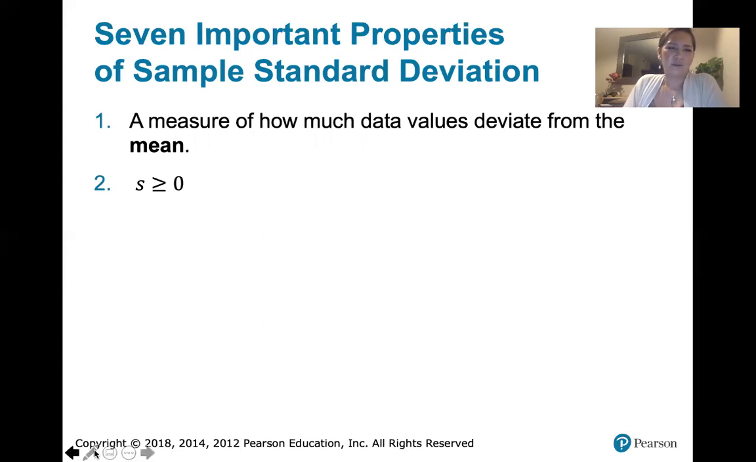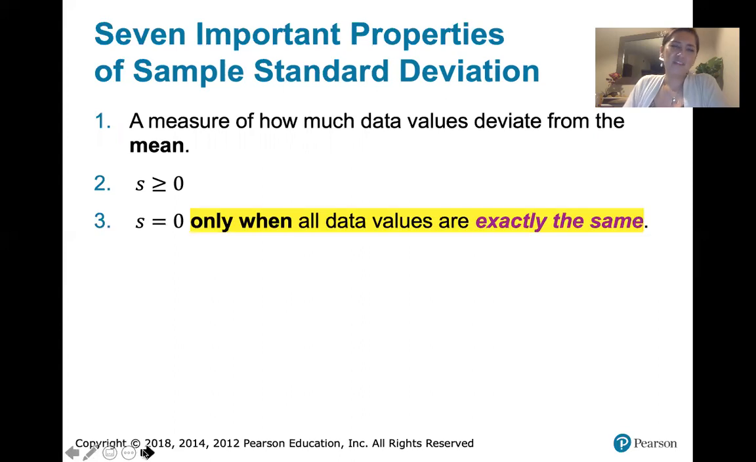Now, here's another important property. I love this one because it makes a lot of sense intuitively. The sample standard deviation is 0 only when all of the data values are exactly the same. And that makes sense if you're talking about a measure of variation. If all of the data values are exactly the same, they're not varying. The variation is 0.